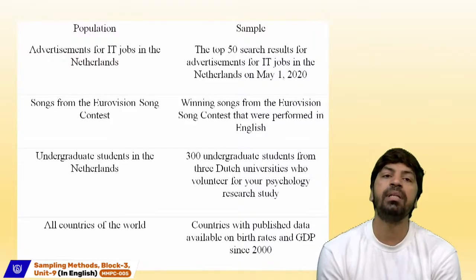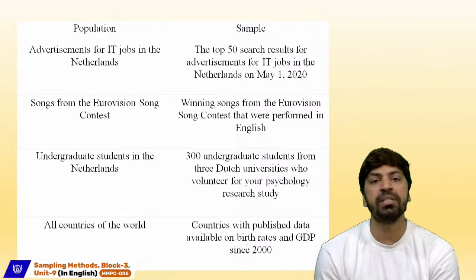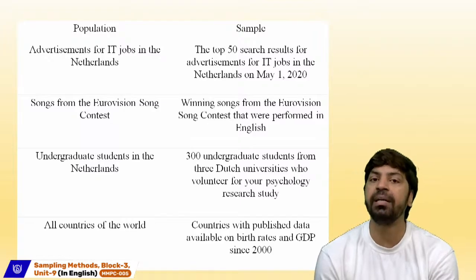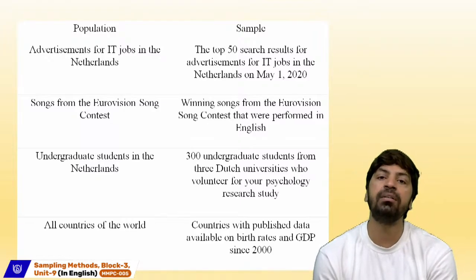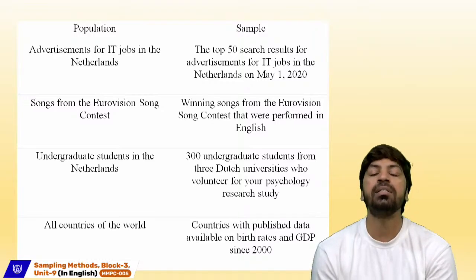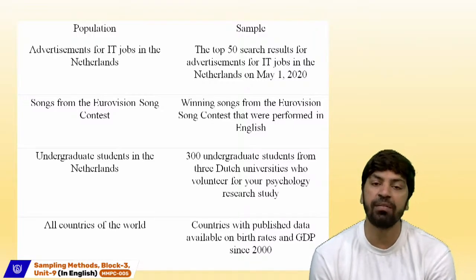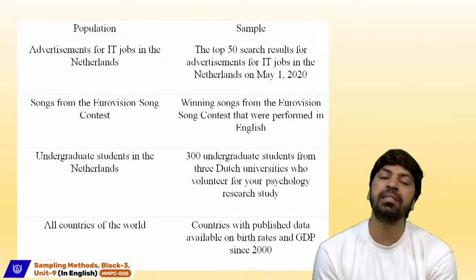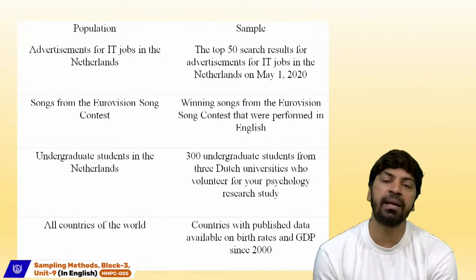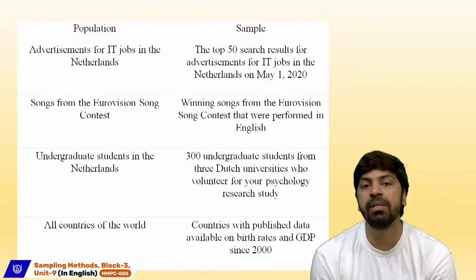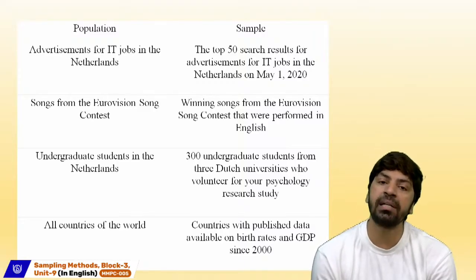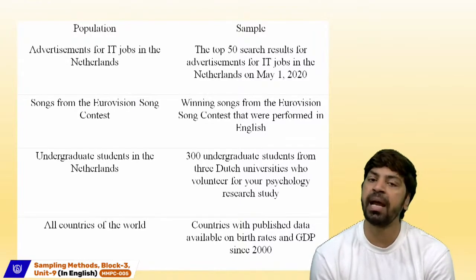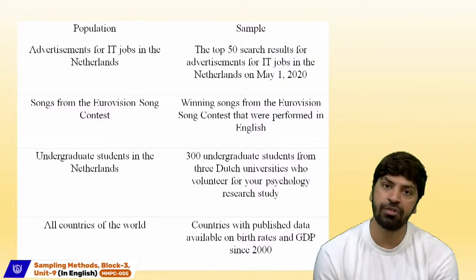The next example would be the undergraduate students in the Netherlands. The sample is 300 undergraduate students from 3 Dutch universities who volunteer for your psychology research study. That would be the sample considered from the population. The next example, all the countries of the world. What would be the sample of this example? The countries with published data available on birth rates and GDP since 2000, and that sample to be considered from those countries.